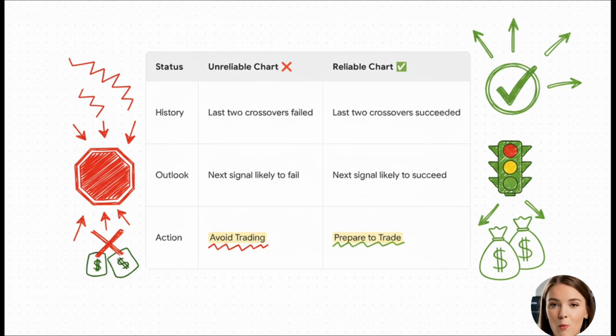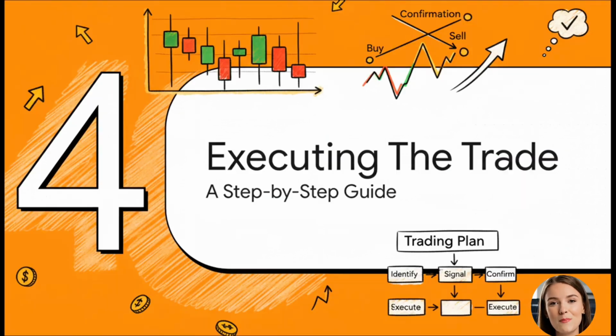If you look back and see that the last two signals failed, meaning they would have been losing trades, that chart is basically screaming at you that it's unreliable. What do you do? You do nothing. You just walk away. But if both of the last two crossovers were winners, well, that's your green light. The market is telling you that it's respecting these signals, and there's a good chance the next one will work out too. Okay, so you found a reliable chart. The last two signals worked like a charm. What's next? Let's get into the execution and see how this all comes together into a complete trading plan.